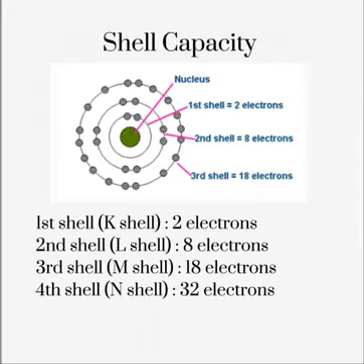The first shell, which is the K shell, can carry a maximum of 2 electrons. The second shell, which is the L shell, can carry a maximum of 8 electrons. The third shell, which is the M shell, can carry a maximum of 18 electrons. The fourth shell, which is the N shell, can carry a maximum of 32 electrons.